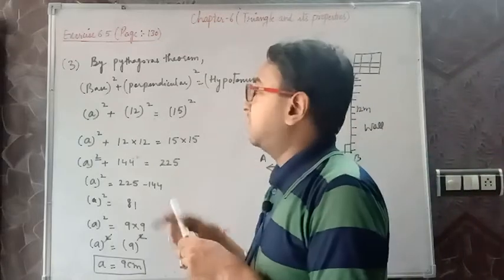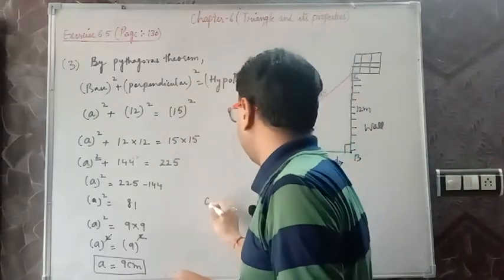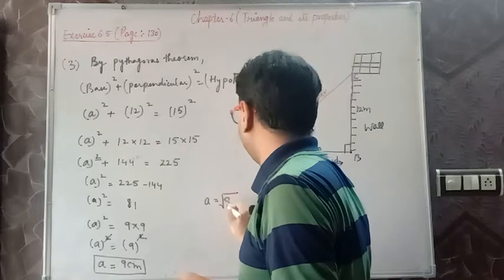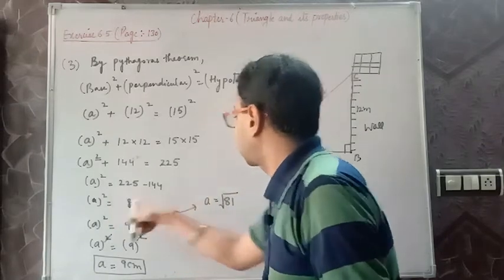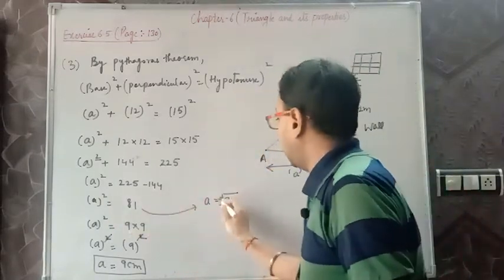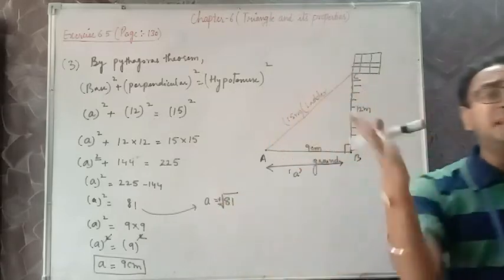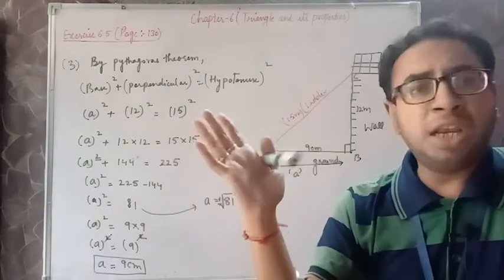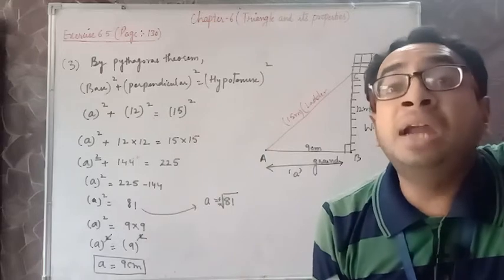Why we will not take it? In the previous one, if I solve with under root, I will be getting a is equal to under root 81. If I take the square root on that side, it will become plus minus. Why do we neglect minus? Length cannot be minus, guys. Can I say I walked minus 5 meters?